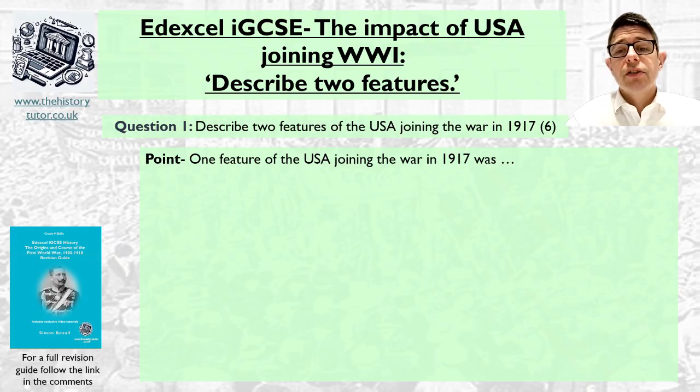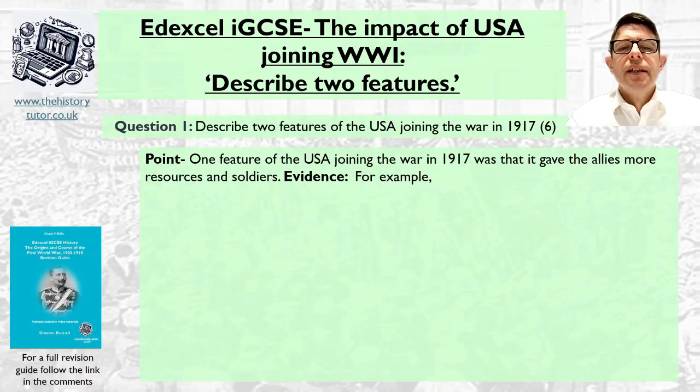So one feature of the USA joining the war in 1917 was, we're going with my idea, we're talking about supplies and the amount of industrial help America can give. How would you start that? Pause me now and off we go. Okay, so I've said that one feature of the USA joining the war in 1917 was that it gave the Allies more resources and soldiers. So in a really, really simple opening sentence, don't want to overcomplicate it.